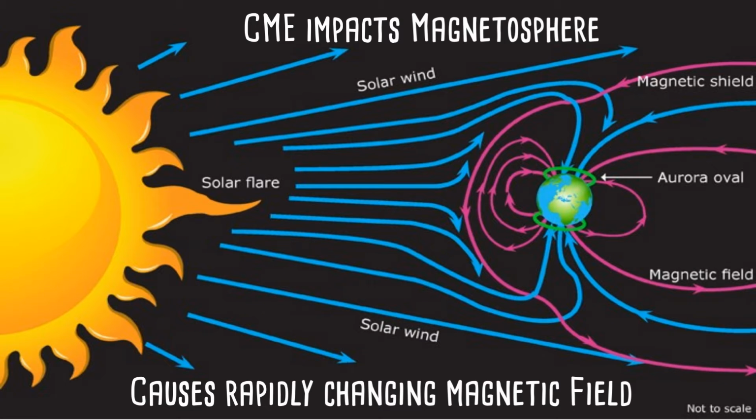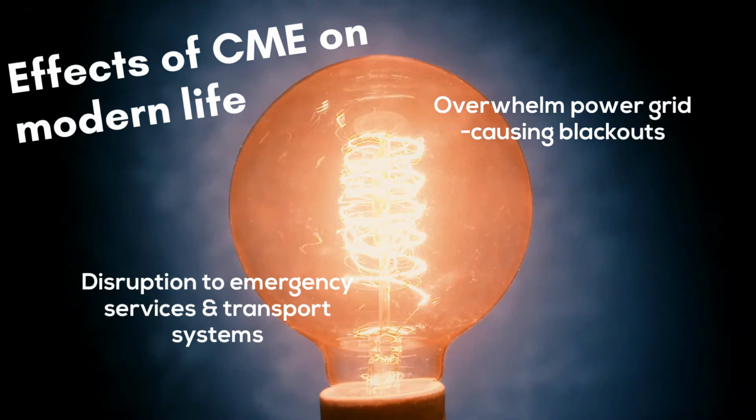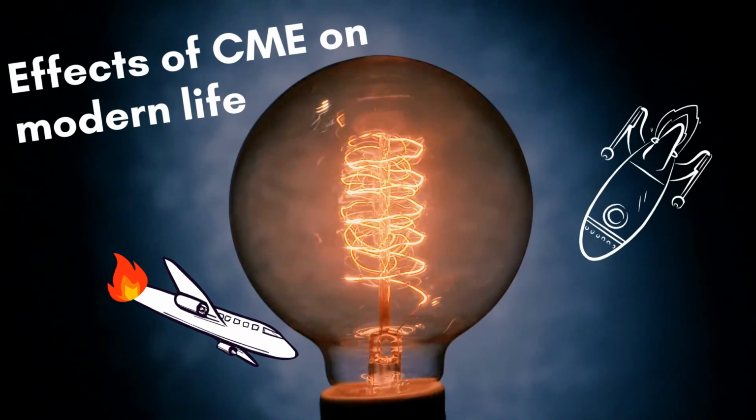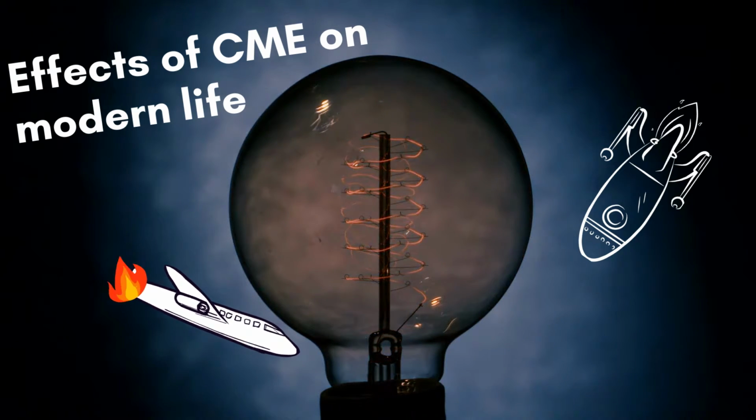This rapidly changing magnetic field induces currents in electronic appliances on Earth. The induced current can overwhelm the power grid, causing blackouts and disruption to emergency services. Flights are also grounded due to the risk of electronic failure mid-flight. The CME can also cause satellites to malfunction and potentially fall back to Earth.